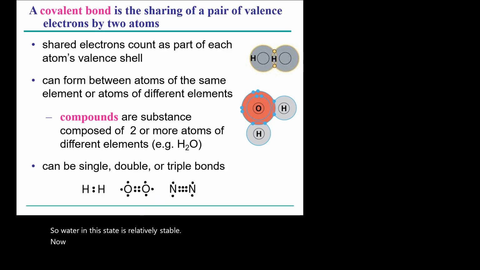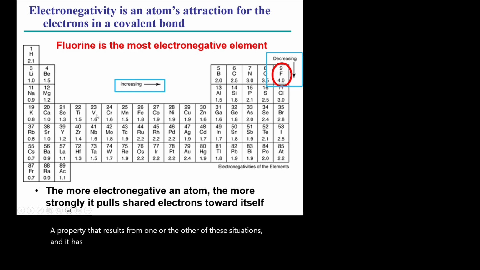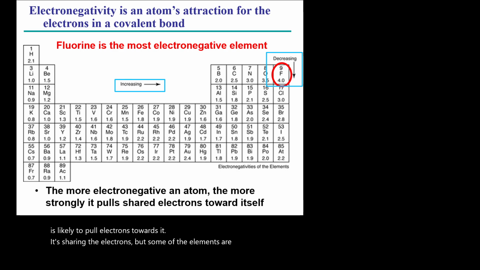Now, since we can see a couple examples here of how covalent bonds can form between atoms of the same or different elements, there is a property that results from one or the other of these situations, and it has to do with the electronegativity of the atoms that are involved in the formation of the bond. Electronegativity, think of it like how likely an atom of an element is to pull electrons towards it. It's sharing the electrons, but some of the elements can pull stronger on those electrons compared to others.